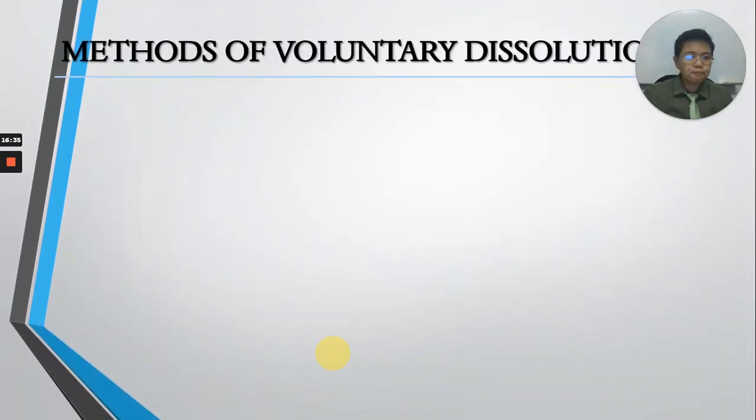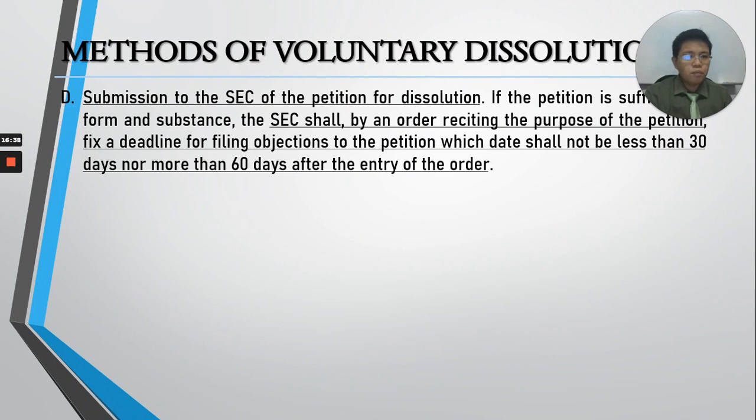What else? Submit to the SEC yung petition for dissolution. If the petition is sufficient in form and substance, the SEC shall by an order reciting the purpose of the petition, fix a deadline for filing of objections. Yan. So, in short, mag-i-issue ang SEC ng order. The order will state the purpose of the petition. So obviously, the purpose of the petition is to dissolve the corporation.